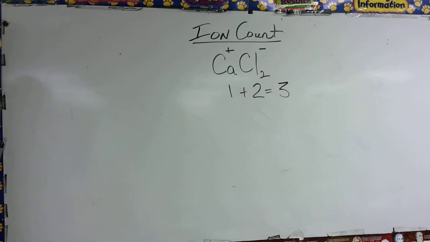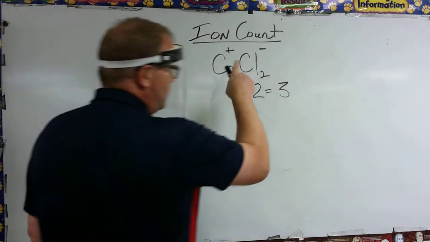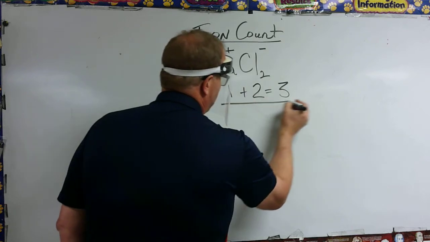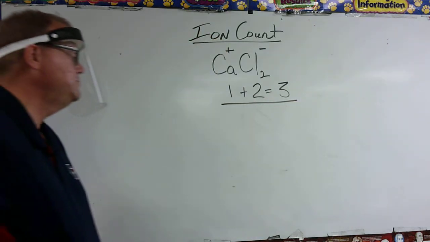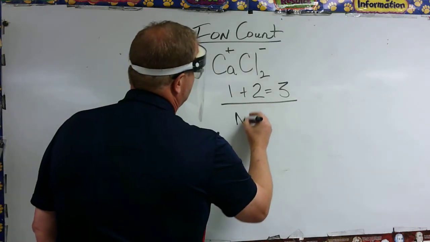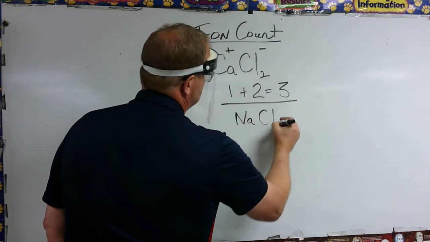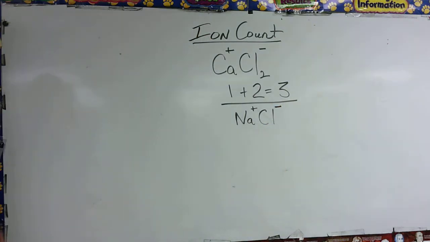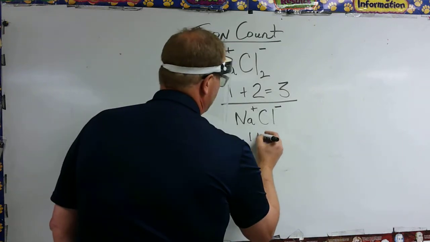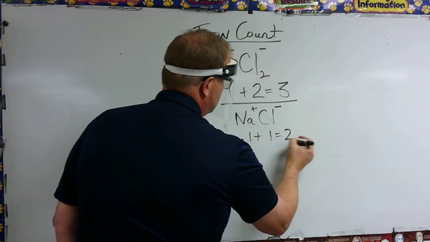Okay? There is an exception part. I told you about the 1 ion. I'm going to show you how that works. But again, we're kind of dealing with this right now. What if I do NaCl? Well, I got a positive, I got a negative. That's just 1 of each, right? So 1 plus 1 is 2.